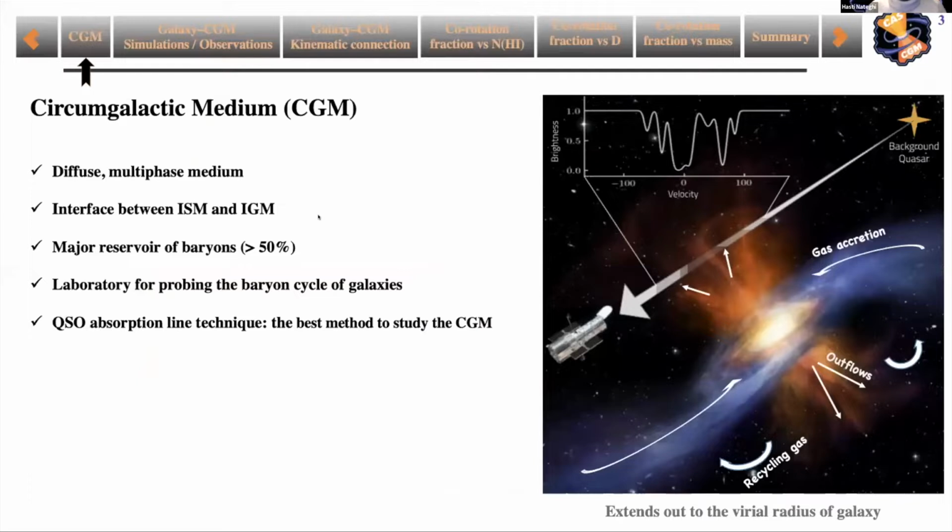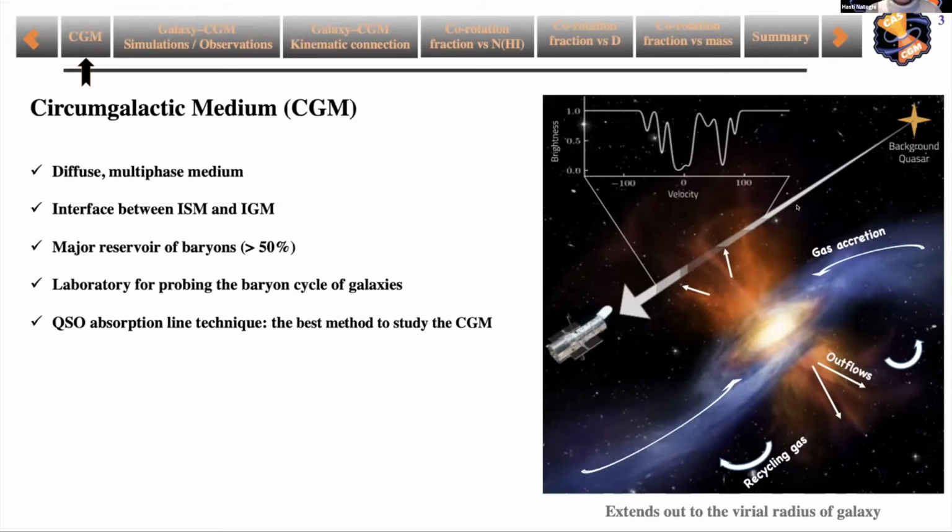The circumgalactic medium, or CGM, is a multi-phase reservoir of gas that resides between the interstellar and intergalactic medium. Our current picture of the CGM shows that gas accretion along cosmic filaments provides fuel for galaxy star formation and adds angular momentum to the disk, and stellar winds and supernovae feedback will be ejected through the outflows. And this outflowing gas can recycle back to the galaxy. These features all make the CGM a great laboratory to study the baryon cycle of galaxies.